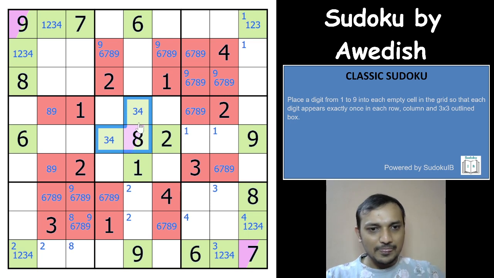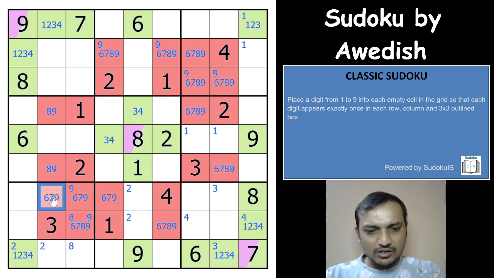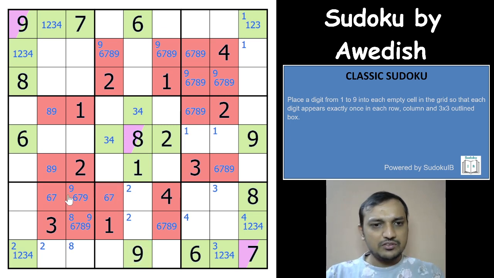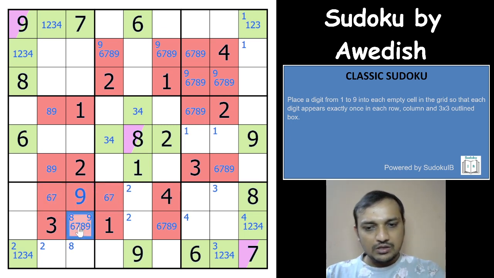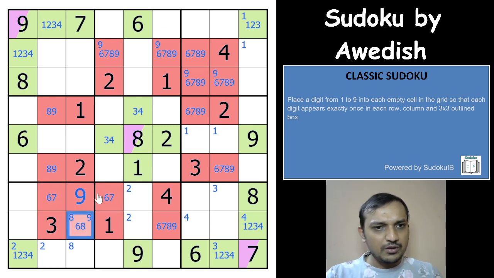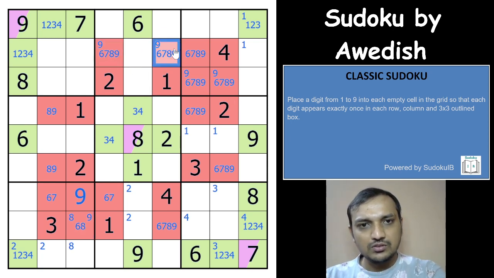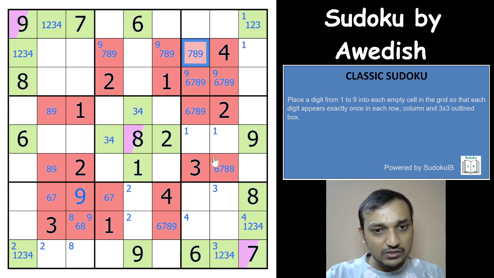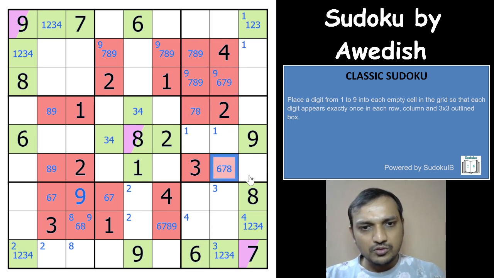This 8 will remove 8 from these 3 cells, right? And this 8 and 9 will remove 9 from this cell. This 9 is removed from this cell, so you have a 6 7 pair in this row. This has to be a 9, sorry, this one. So 9 is removed from here, 7 is removed from here, right? 6 is removed from both of these cells, these 3 cells. 6 is removed from these 2 cells as well. 8 is removed from here, 9 is removed from both of these cells.